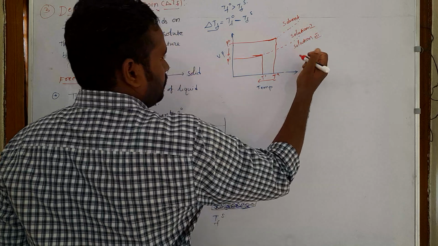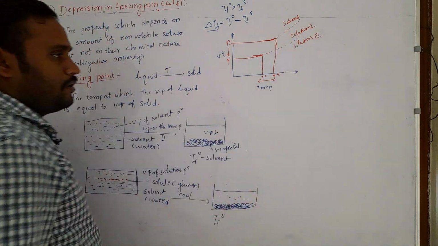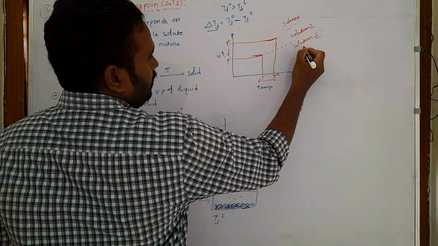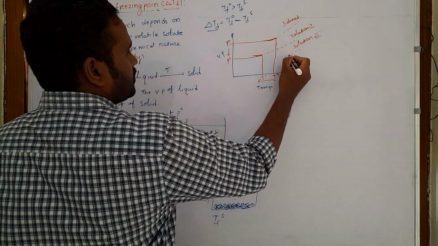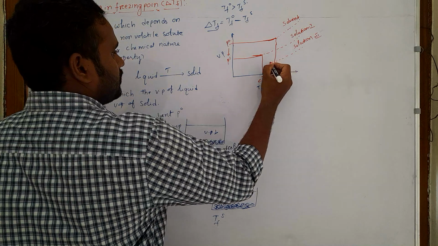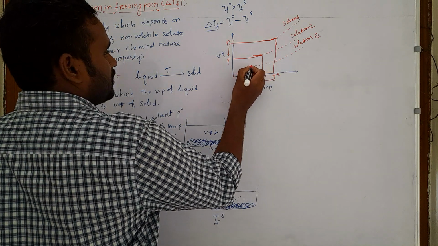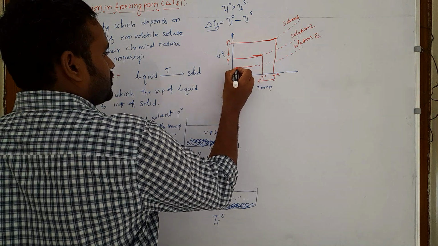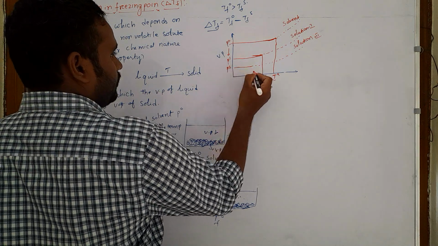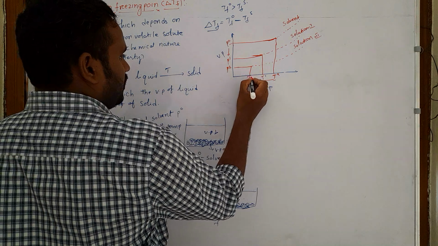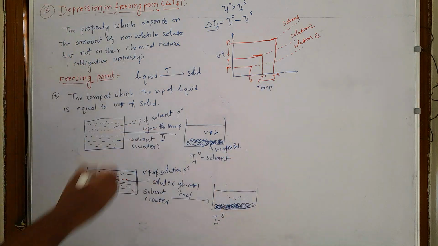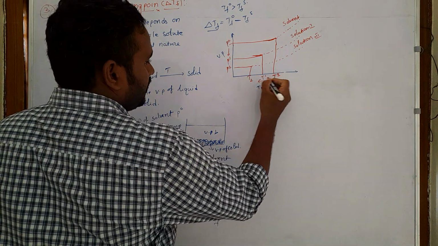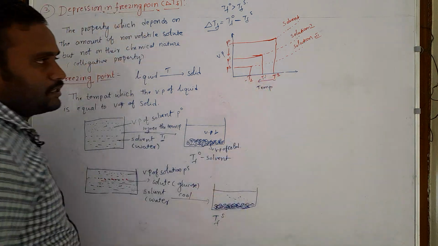Next, when you take solution 2 with an increase in the concentration of non-volatile solute, more solute particles means less vapor pressure. So here also the vapor pressure gradually decreases, and at a particular temperature the vapor pressure of this liquid will become the vapor pressure of the solid. That pressure is called P2, and that particular temperature is called T2. So from this graph we can observe that T0 is greater than T1 as well as T2.